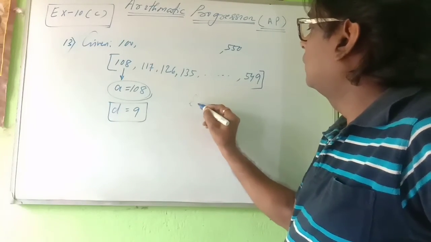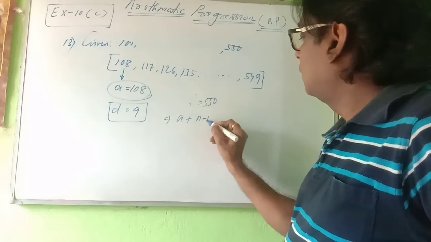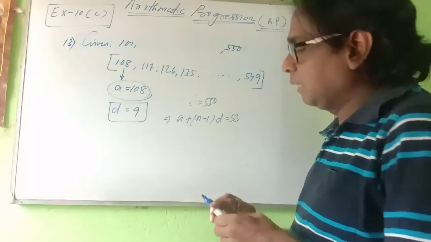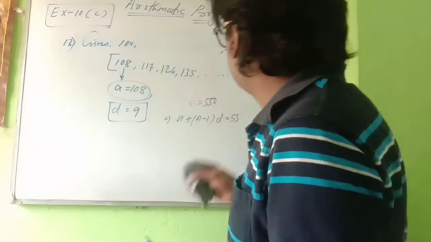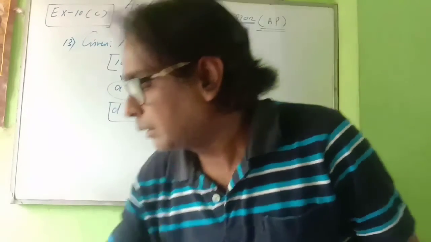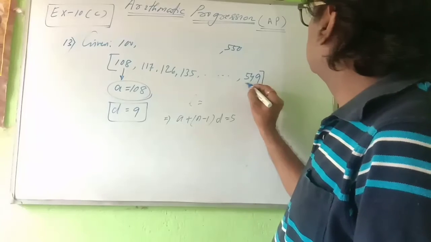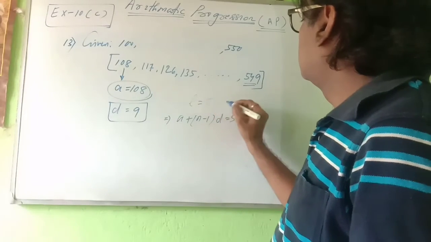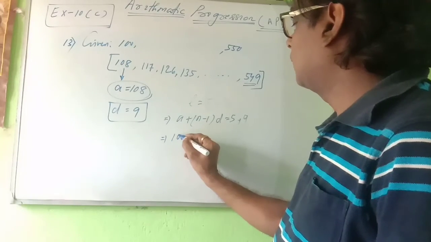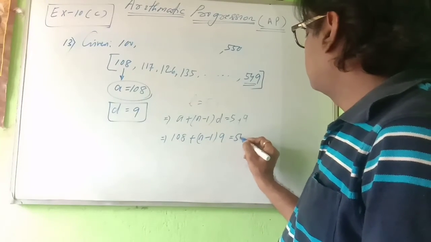The last term formula is a plus n minus 1 d, equal to, sorry, 550 not 50, you have to take 549, because the last term here is 549. Put in the value of a, which is 108, plus n minus 1, and the value of d is 9. Then 549.